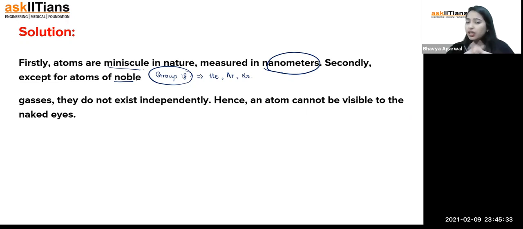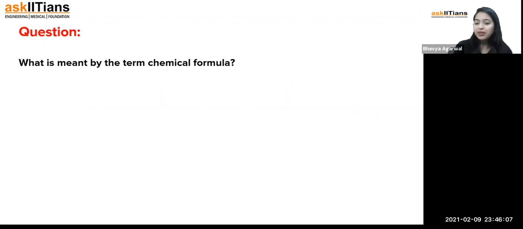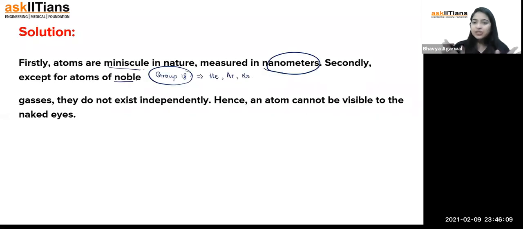Okay, but they are talking about the non-metals, because even the atoms of metals exist independently. So since something is not even existing independently, how can we see it with our naked eyes independently? So you cannot see the atoms. We just have noble gases which are independently existing, and the worst part is you cannot see air. You cannot see any gas. So we cannot see the atoms, right? Okay, so that was about this question.